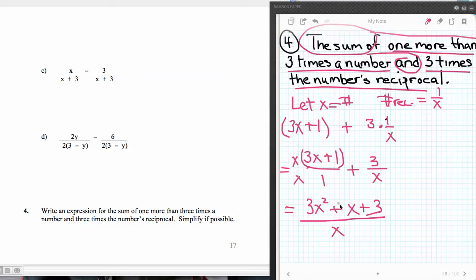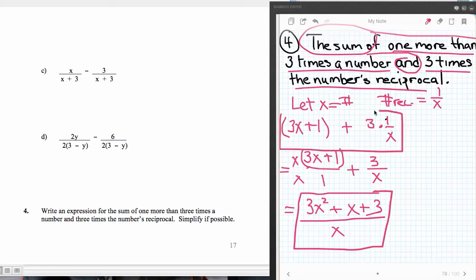And then I want to see if I can factor this. So what I'm looking for is the factors of 3 times 3, which is 9, that sum to 1. Well, that just isn't going to happen, and so there's nothing doing there, but that's what the simplified version would look like. So this is what my first translated version looks like, and then my simplified version.